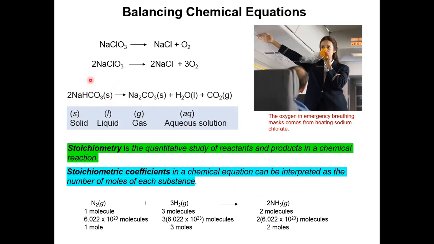These coefficients are called stoichiometric coefficients. And in chemical reactions, these stoichiometric coefficients can be interpreted as number of moles of each substance. For example, if you take nitrogen and react it with hydrogen, you will make ammonia. Now, how can we interpret these numbers in front of these chemicals? There is nothing written here, but it's implied that this should be 1. It means that this is 1 over here, but it's not usually written.